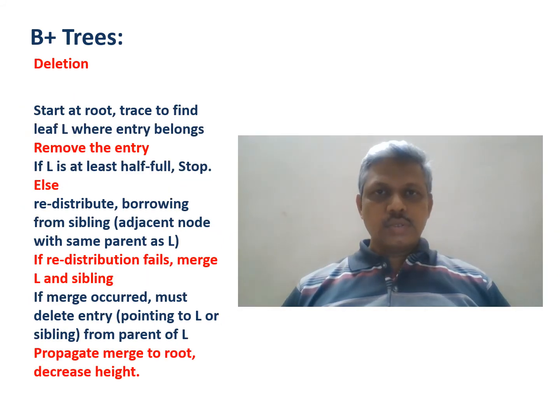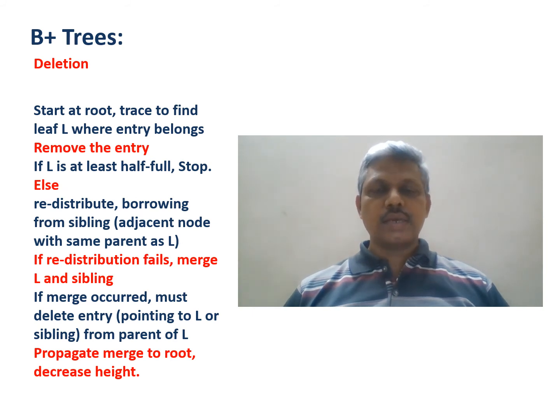Now when it comes to the deletion part, again start at the root node and trace to the node where the entry is present to be deleted, and delete that entry. If the deletion does not violate the 50% occupancy rule, fine, you can stop there. If it is violating the 50% rule, if the node occupancy is less than 50% because of the deletion, then now we have to redistribute. Now we need to adjust the nodes.